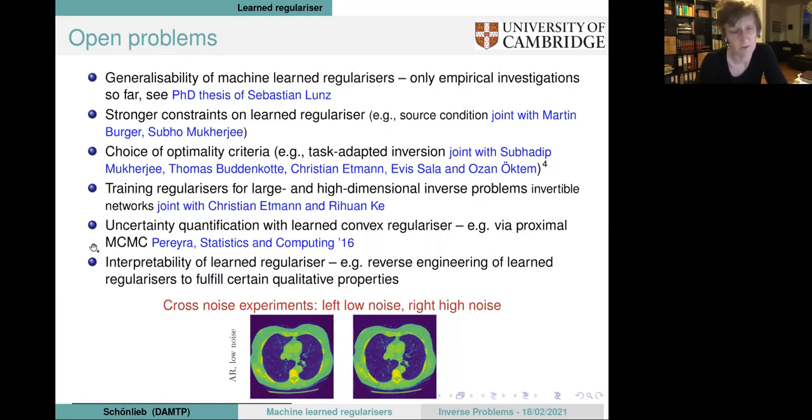And there are lots of more questions. Uncertainty quantification. With the convex regularizer, this looks like it would fit really well in Marcelo Pereira's proximal MCMC framework. And then the interpretability. In a way, the dream would be that you tell me what properties you want from your regularizer, and I give you the right training set to train the regularizer in that way. That would also be nice.